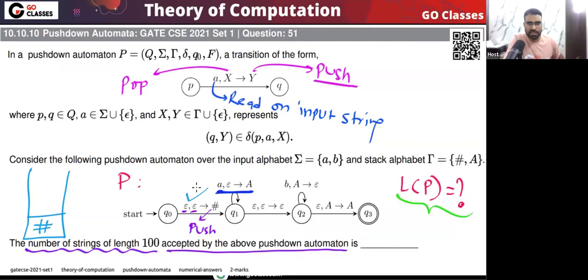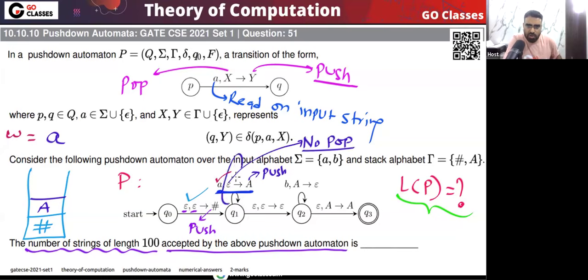Now you can easily see what we are doing here. In the input string w, if there is an A, then without reading the stack, we will push A. This is what this transition is saying: you will push this symbol A, and there is nothing to pop. This epsilon means nothing to pop. No pop will happen, because you are not looking at the stack. Without reading the stack, without popping the stack, you are pushing this symbol A on top of the stack.